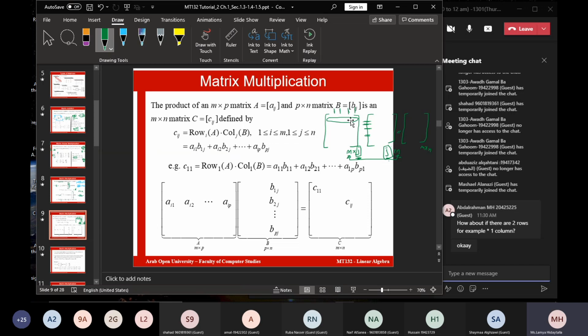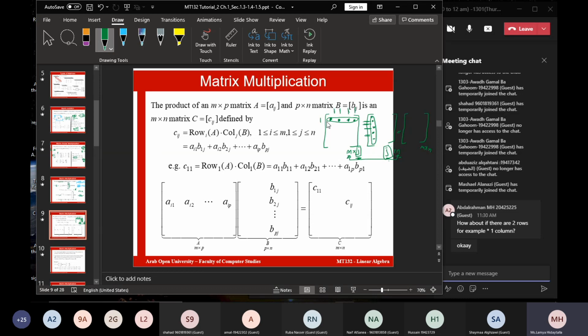So I will multiply this times this one. We said this row times the column. How do we do it? The same as we defined before. Here, the first with the first, plus this value times this value, plus this value times that, plus... So I'm going to get only one value.